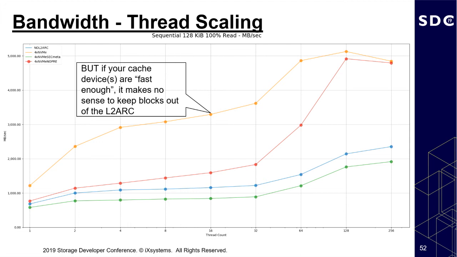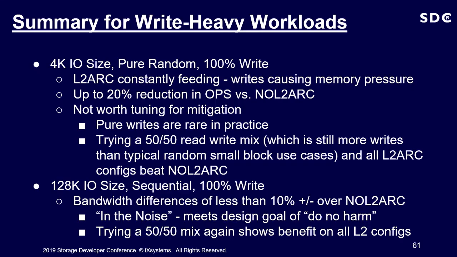It only makes sense to keep things out of L2ARC if your L2ARC is not well suited to serve the workload. So I've been given my 5-minute warning, so I'm going to skip a lot here. Write heavy workloads are bad, okay. So basically what's happening is either it does no harm, just like the designers of L2ARC say, adding L2ARC does no harm, or we have some up to 20% regression in IOPS workload because we're spending a lot of CPU cycles writing to those NVMe devices constantly.